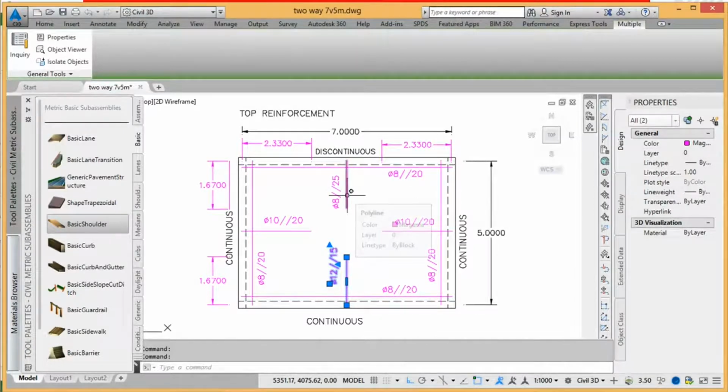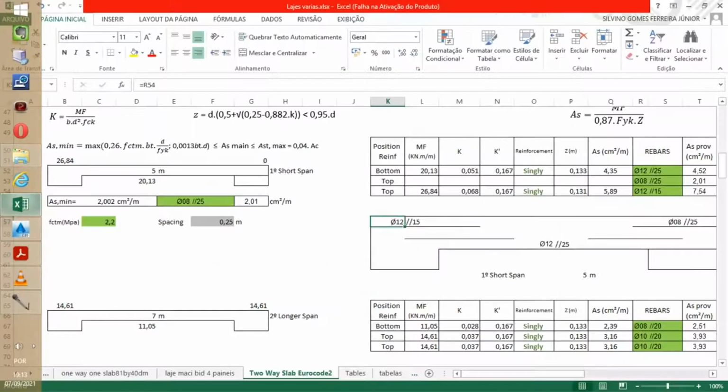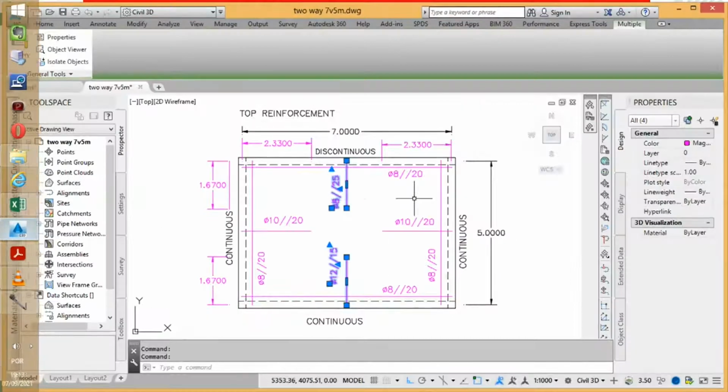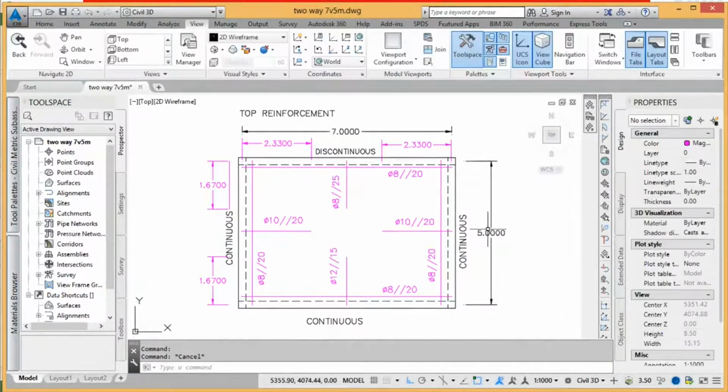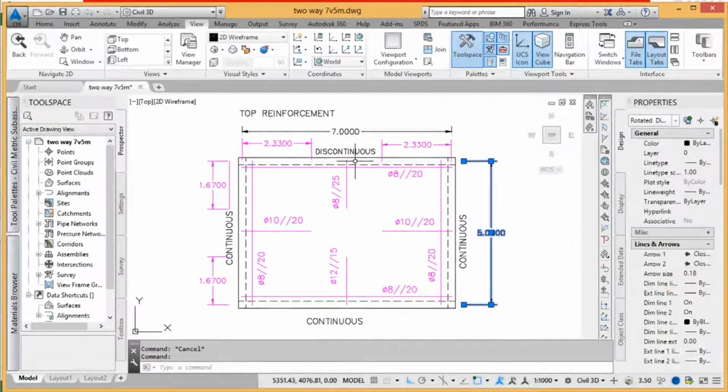And in the other, diameter of 8 spaced by 25. That's 25, it's correct. Okay. And this will be 1/3 of the length of this side. So it will cover from this corner to here, which will be 1/3, and 1/3 of 5 is 1.67.